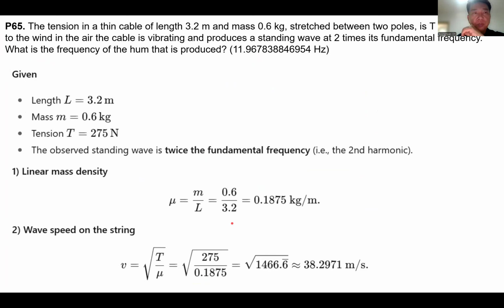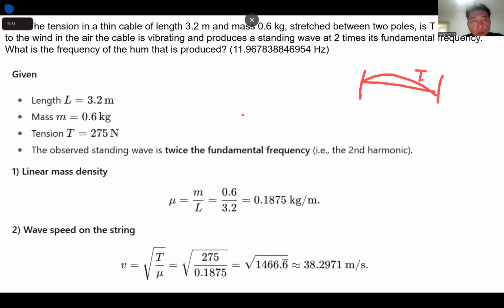So in this case, the tension in a thin cable of length 3 meters and mass of 0.6 kilograms is stretched between two poles. Once again, you have two poles, and the tension is given. Due to the wind in the air, the cable is vibrating and produces a standing wave at 2 times its fundamental frequency.